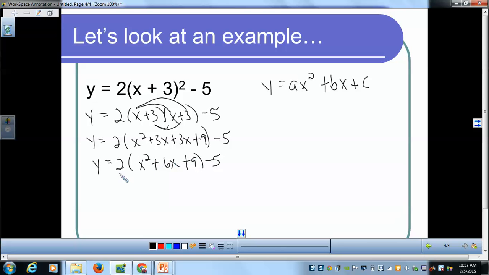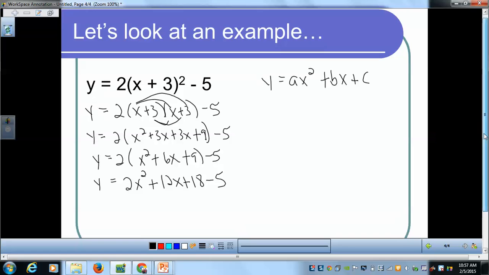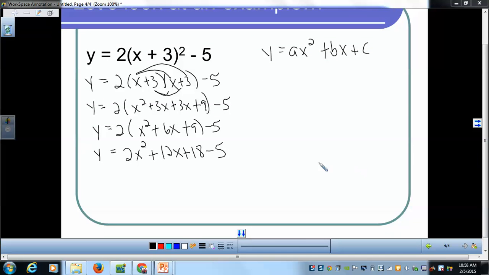Okay, so now I need to distribute the 2 to all 3 terms in the parentheses. So that would be 2x squared, and then a positive 12x, and then a positive 18, and then I have the minus 5 here. And then our final step is to combine like terms here on the end.